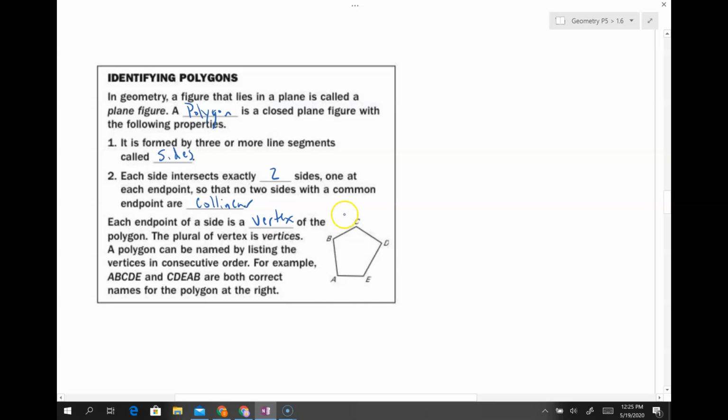Typically, we go in a clockwise fashion around it. You just pick a letter and then go around. So we could say D, E, A, B, C. We don't want to do things like D, B, E, A, C. That doesn't make sense. So you go around the shape. And typically, we do go clockwise.